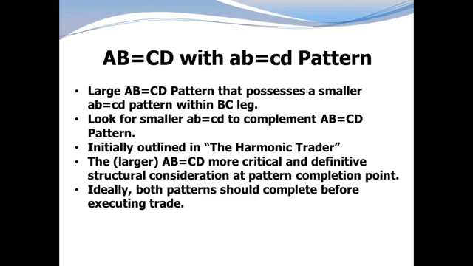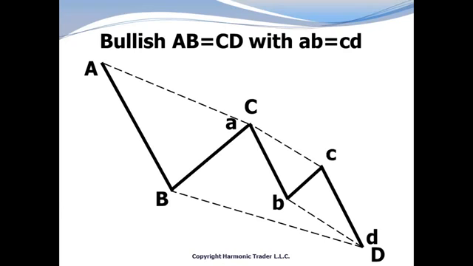This is a concept that I initially outlined in my first book, The Harmonic Trader, released in 1998. In that book, I stated that the larger AB equals CD is always more critical and a definitive structural consideration at the pattern completion point. Ideally, both patterns should complete before executing a trade, but it's important to focus on the larger AB equals CD pattern and use the smaller structure within that larger BC leg to complement the entire zone.